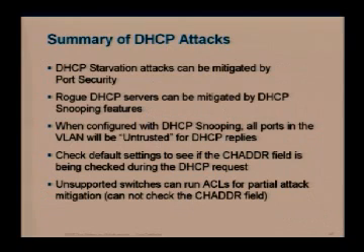So, summary: DHCP starvation can be mitigated by port security. We learned that. Rogue DHCP can be mitigated by the snooping feature. When configured with snooping, all ports in the VLAN must be untrusted, right? Only the trusted port would be the port which is connecting the DHCP server itself. Check the default settings. We spoke about the client hardware address. There are some unsupported switches which will not run the snooping feature, so you have to use VACL in that case. But whenever you're using VACL, it will not solve that client hardware rogue DHCP attack. It will only solve the starvation attack. Okay, so there are limitations.